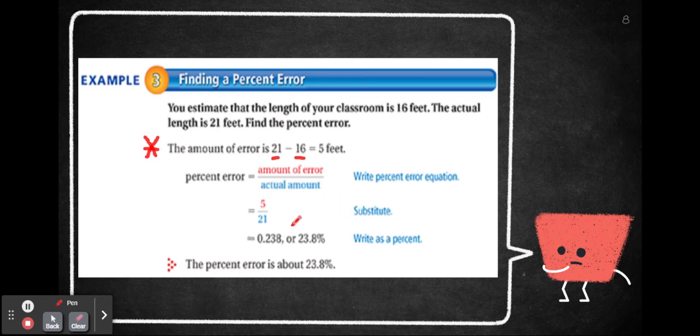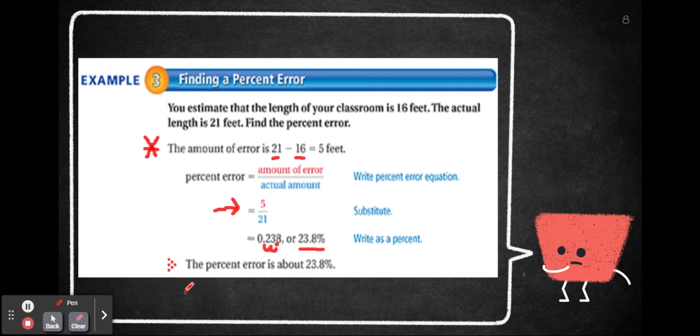Then we'll plug that into the formula that you should have written into your notes. The amount of error, 5 feet, divided by the actual amount, 21 feet, gives us a decimal number that is approximately 238 thousandths. Then you would write that decimal as a percent by moving the decimal 2 places to the right, and you get 23.8%. So the percent error is about 23.8%.